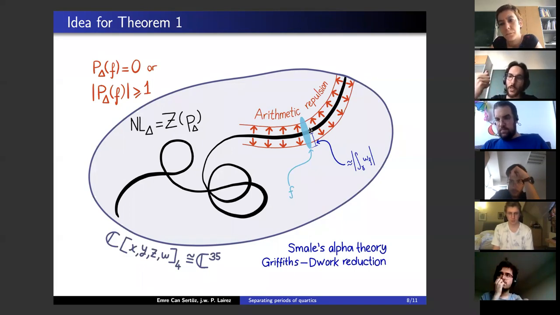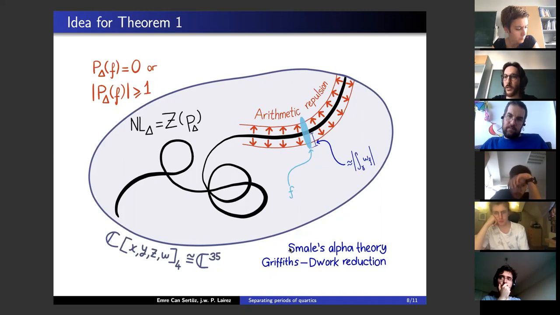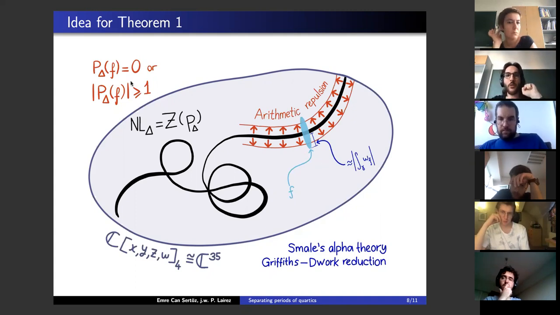To do this, actually, you have to understand the period map from the space of quartics. What we did was to study the power series expansion of the period map at f and to understand the growth rate of the coefficients of this power series. And this required the study of what's called the Griffiths-Dwork reduction. And once you have a power series and you understand the growth of the coefficients, you can use Smale's alpha theory to understand how a map distorts distances. And that's what we do. Okay, so this blue region is a ball defined by your approximation of the period. It tells you where f is relative to the Noether-Lefschetz locus.